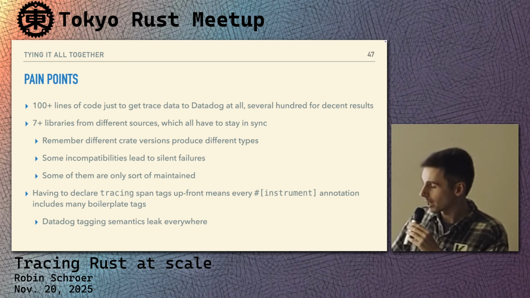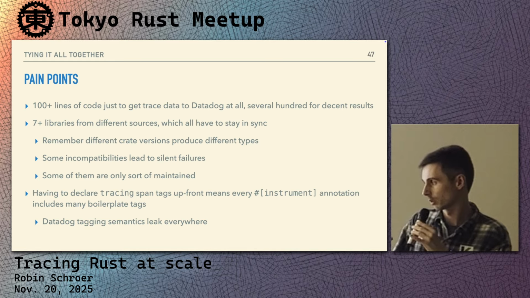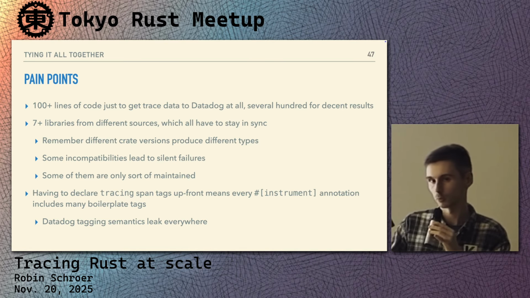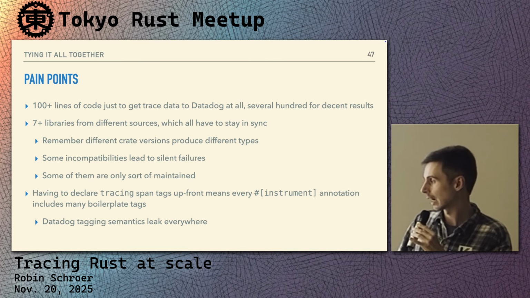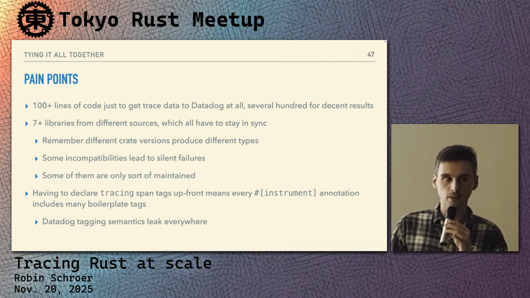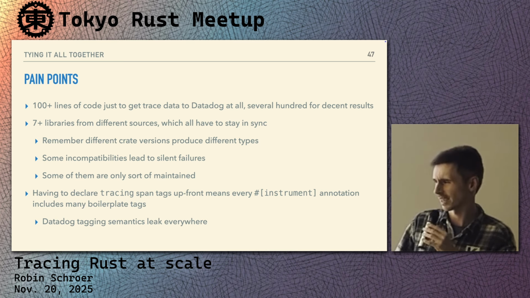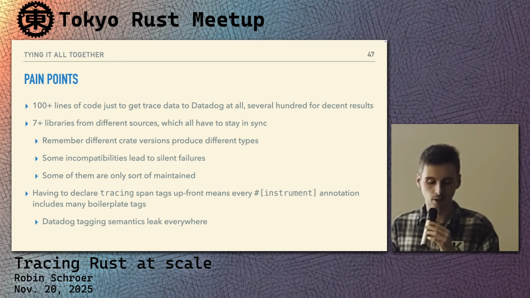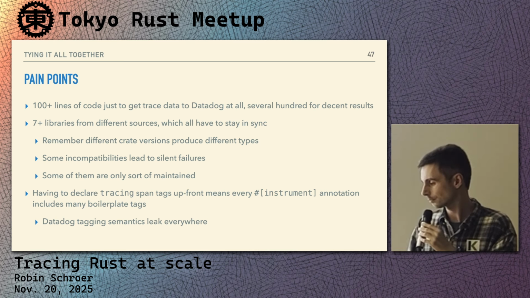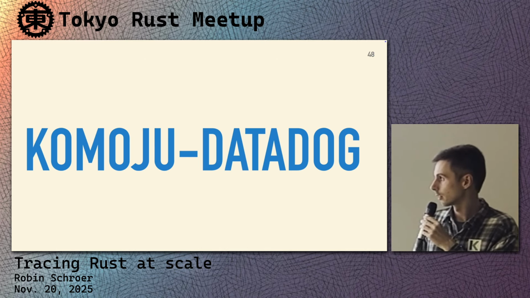And also, again, my personal paper cut, having to declare the tracing span tags upfront means every instrument call you have goes with like 10, 15 span tags. So everyone in your system needs to include those span tags. Those semantics are going to leak everywhere, and if you're trying to have a nice creative experience where you don't really have to care that much about your instrumentation system, that's not great. So I figured we can do better, and I think we did.